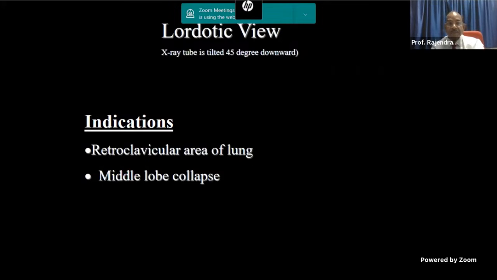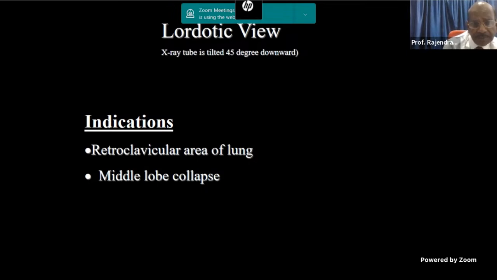And another view, which used to be done previously and still is done, but since the advent of CT and other things is now rarely done, is the lordotic view. In a simple way, it is when the patient stands like a lord, or you tilt the tube by 45 degrees downwards. Indications are only two. If you want to see the retroclavicular area behind the clavicle, if there is some shadow, you can see it in this view very clearly. And then middle lobe collapse, the middle lobe being a very small lobe.